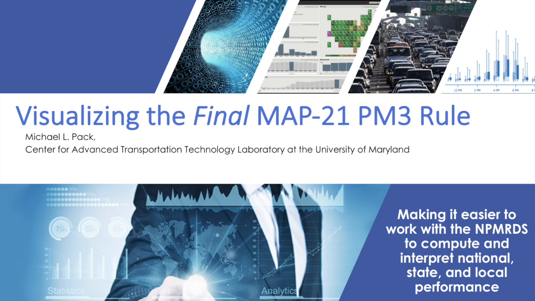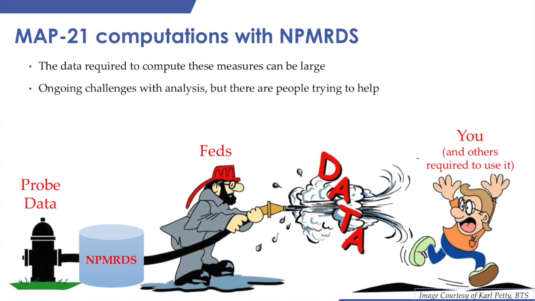As a little bit of background, MAP-21 is a federal requirement that all state DOTs and urbanized areas are going to be forced to report performance measures, the performance of their system, up to the federal government. To help with that, the federal government has purchased a probe-based speed data set that can be used in computing various performance measures that the feds have said you have to report on.